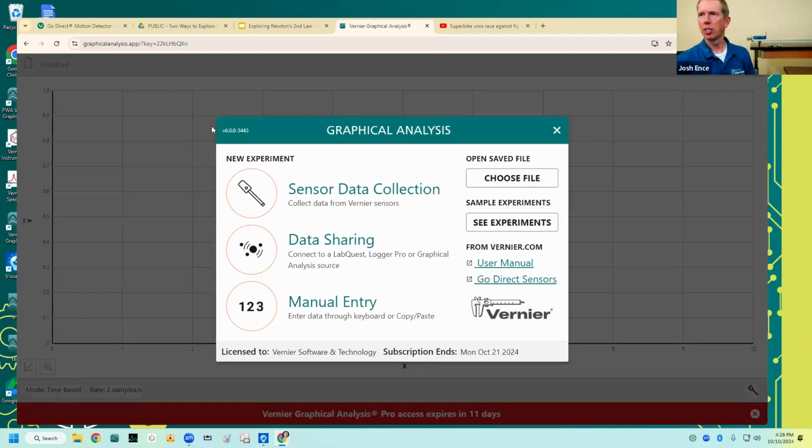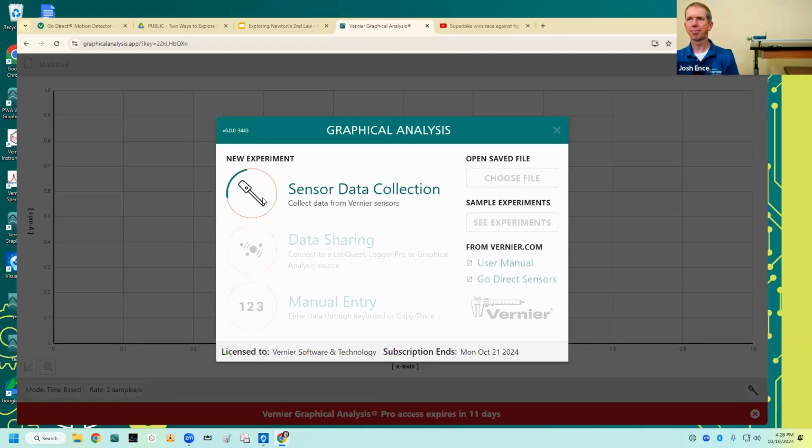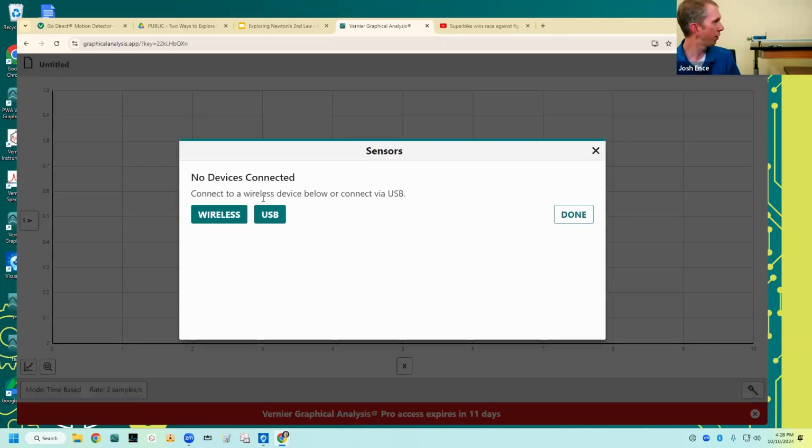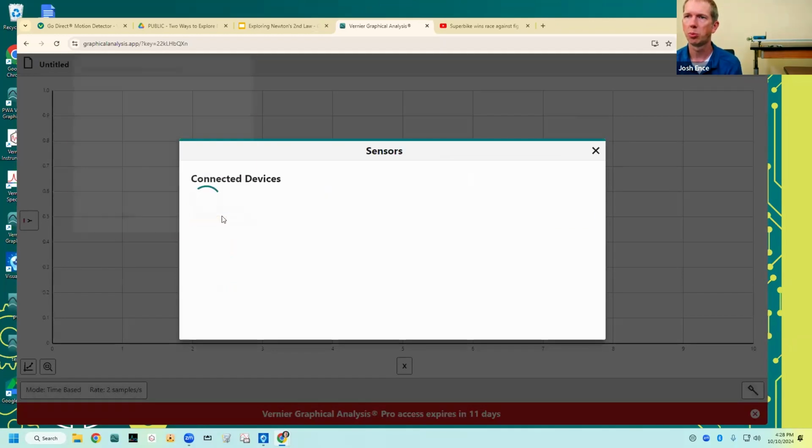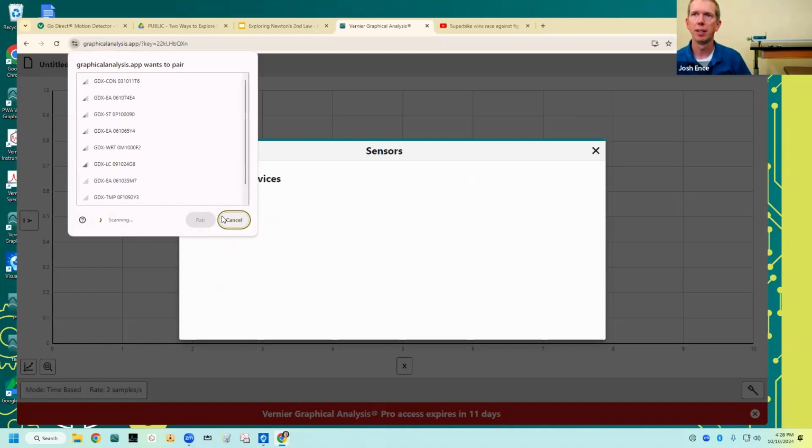So I'm going to connect to my motion detector. I'm going to go here to sensor data collection, and it's going to ask me if I want to connect via USB or wirelessly. I'm going to choose wirelessly because it's kind of over there a bit. And I'm going to look for my motion detector on the list here.